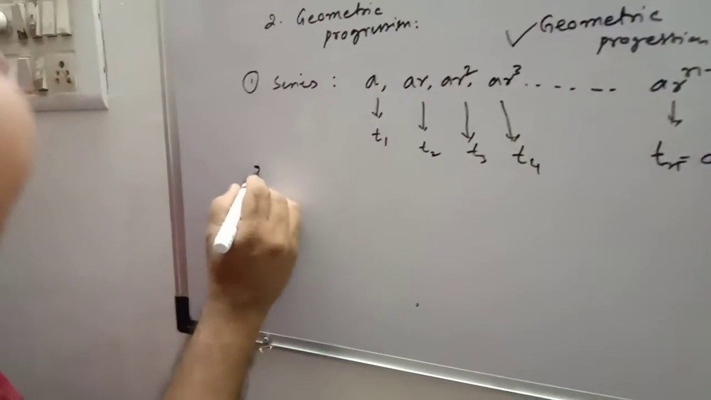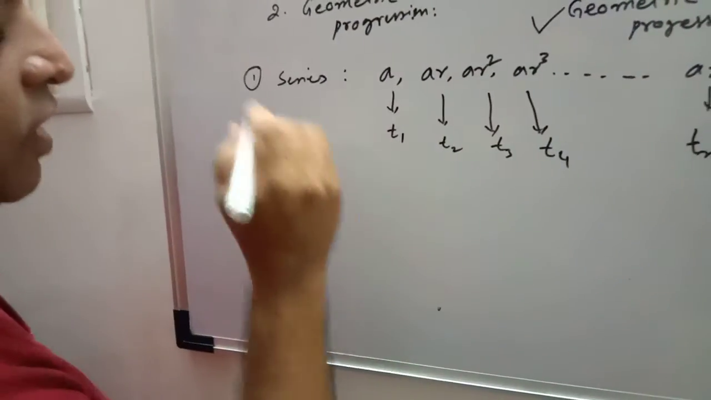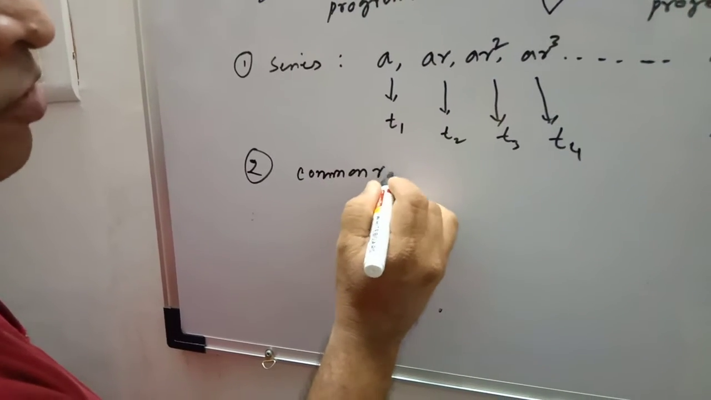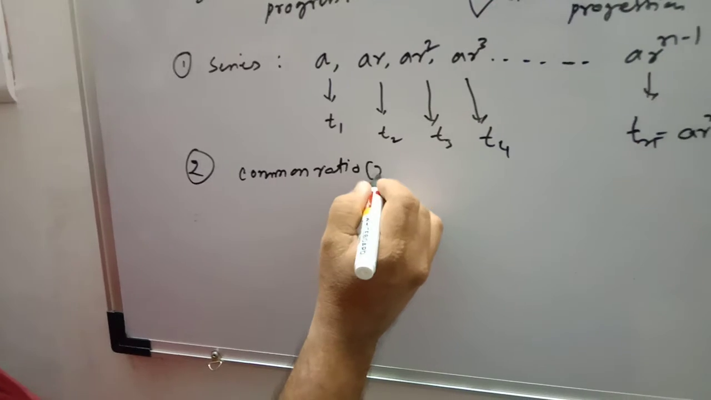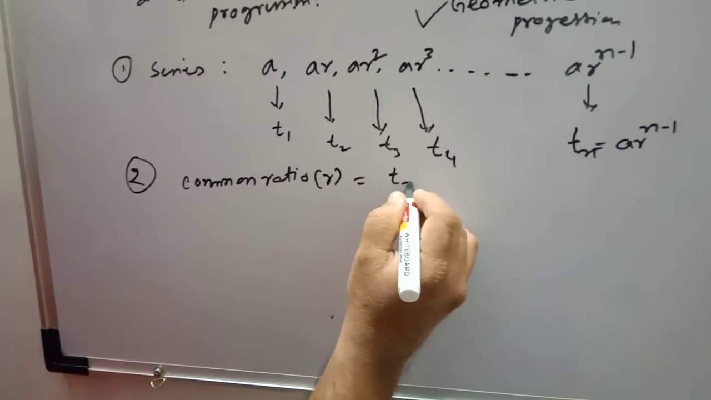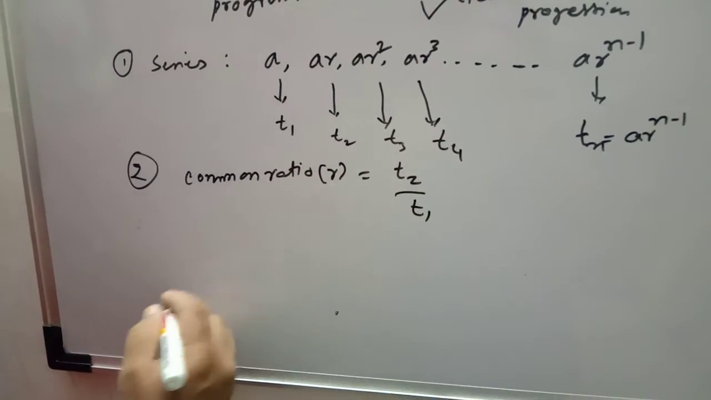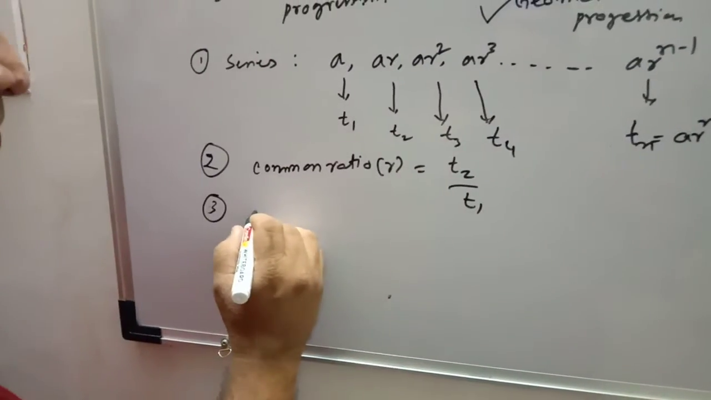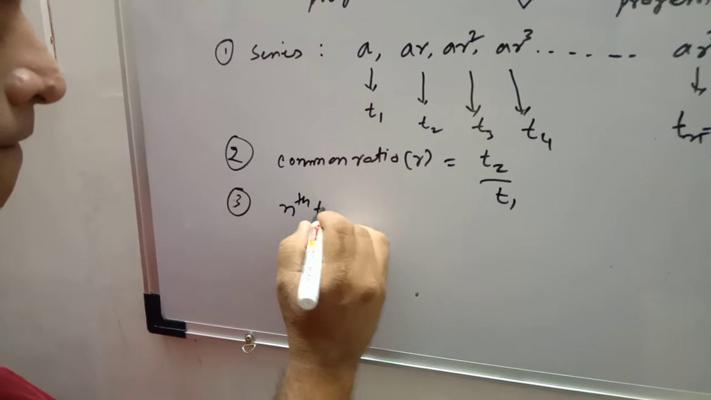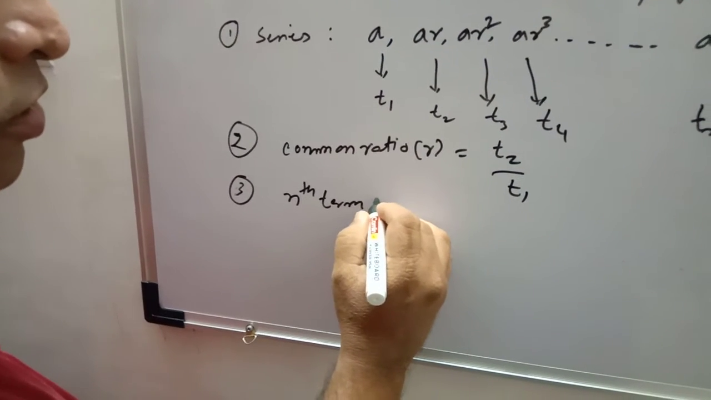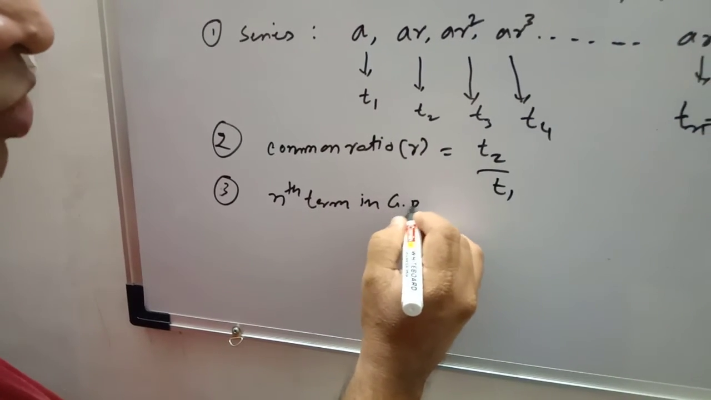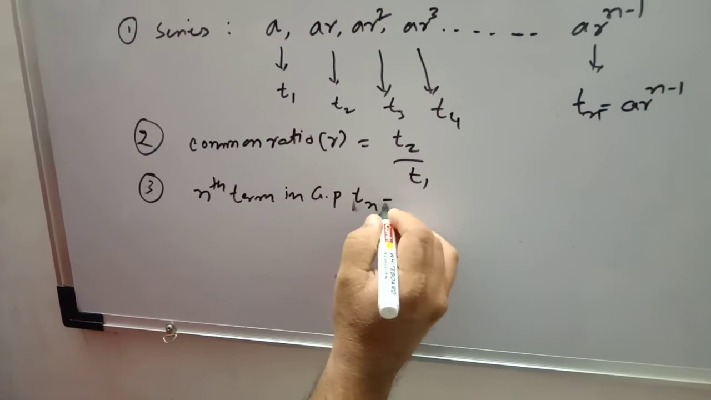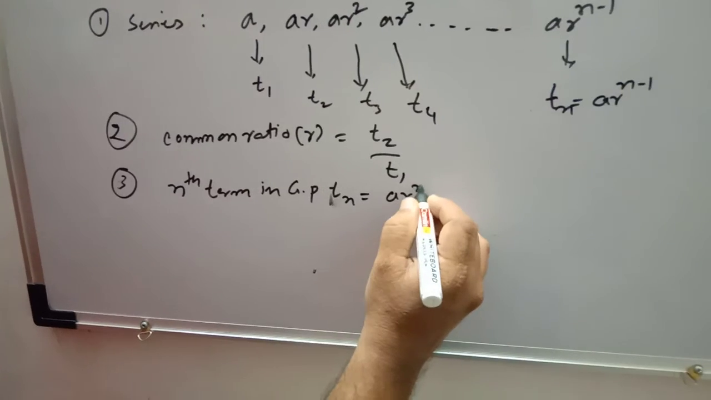Understood? And second is the common ratio. In AP it was the common difference, and here it is called the common ratio. The common ratio, referred to as small r, is equal to T2 by T1. And third is the nth term. The nth term in GP, geometric progression, is Tn equal to AR to the power n minus 1.